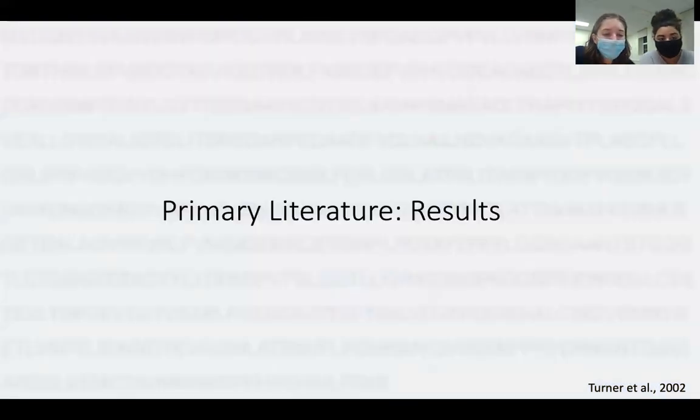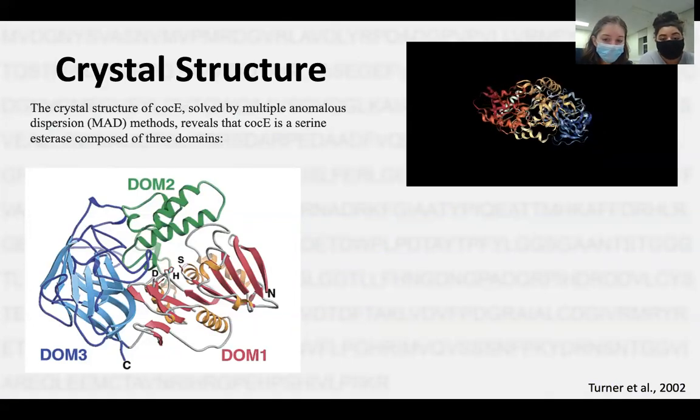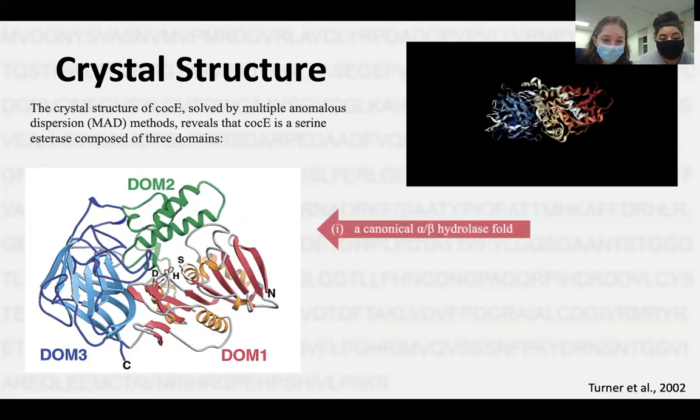And so now for the results. The cocaine esterase enzyme is a globular protein consisting of 574 amino acids. Its respective molecular weight is around 65,000 Daltons. The globular protein is a mixture of beta sheets and alpha helices, subdivided into 3 domains: domain 1, domain 2, and domain 3. Domain 1 has a canonical hydrolase fold composed of repeated beta-alpha-beta motifs.